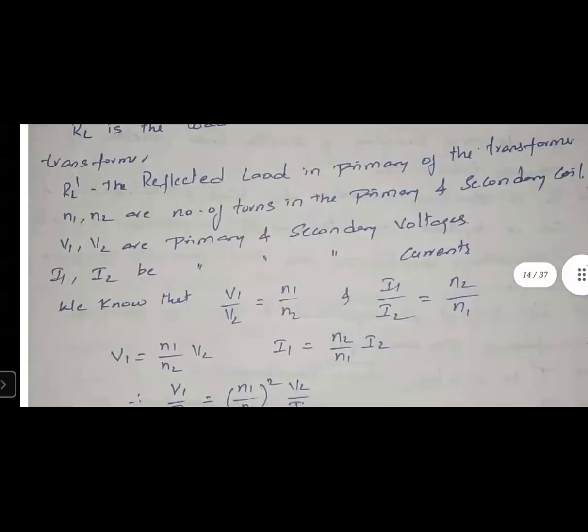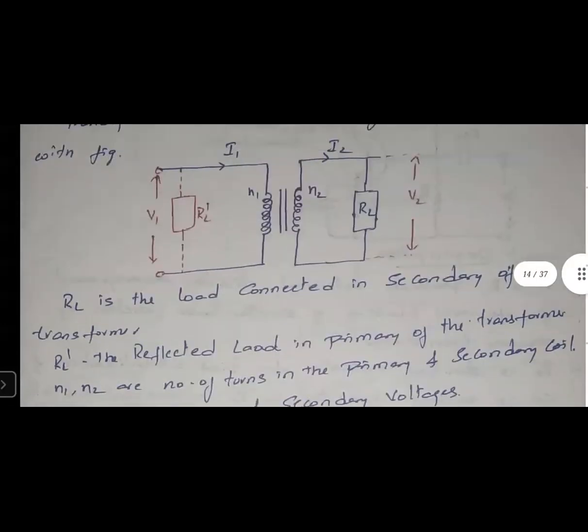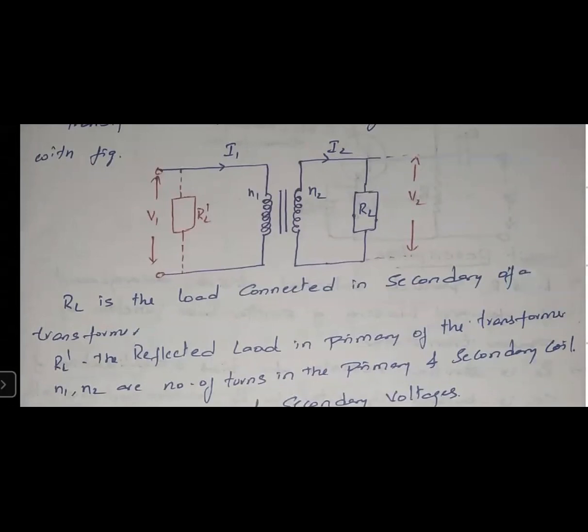We have taken the transformer with these parameters: V1 and V2, RL dash and RL, N1 and N2 are the numbers of turns, and I1, I2 are the currents.